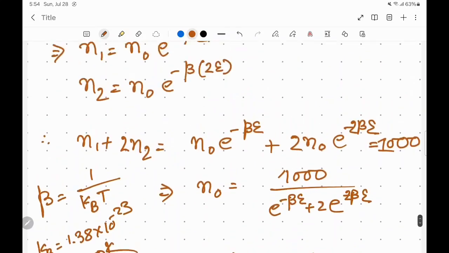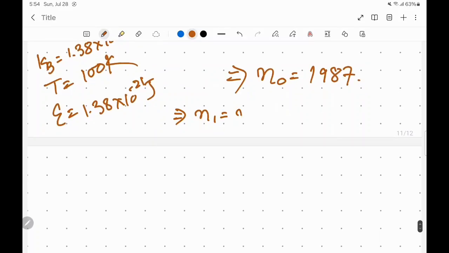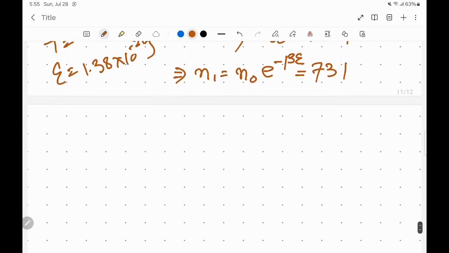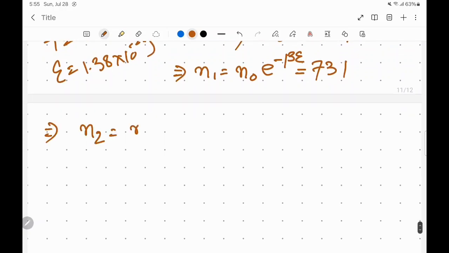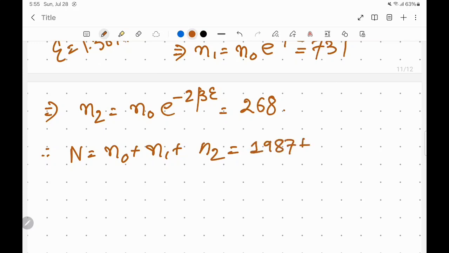What are n1 and n2? This is the formula. So n1 will be n0 times e to the power minus beta epsilon, so it will be 731, and n2 will be n0 times e to the power minus 2 beta epsilon, so it will be 268. So these are the numbers. The total number of molecules will be n0 plus n1 plus n2, so 1987 plus 731 plus 268, which is essentially 2987.